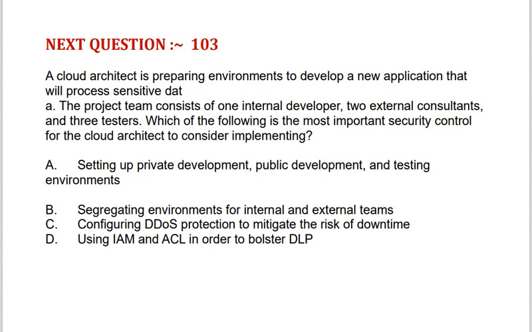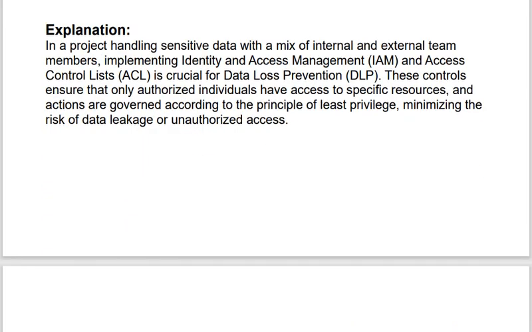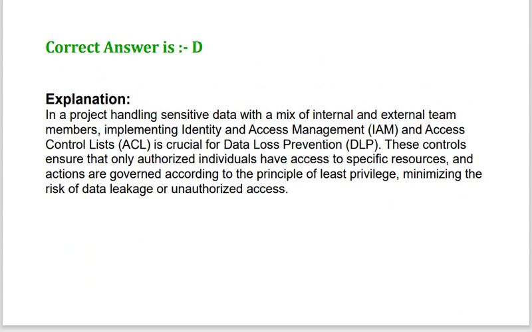Option A, setting up private development, public development, and testing environments. Option B, segregating environments for internal and external teams. Option C. Configuring DDoS protection to mitigate the risk of downtime. Option D. Using IAM and ACL in order to bolster DLP. Correct answer is option D.